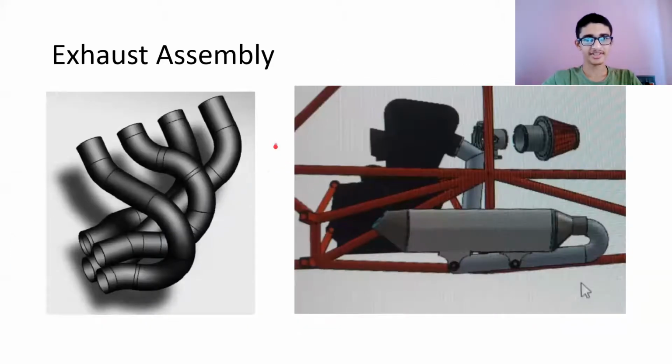Then let's come to the exhaust assembly CAD model. This shows that we have four cylinders and the four runners of the exhaust pipes are getting converged, and then we'll have the exhaust assembly which will have the muffler, resonator and catalytic converter.